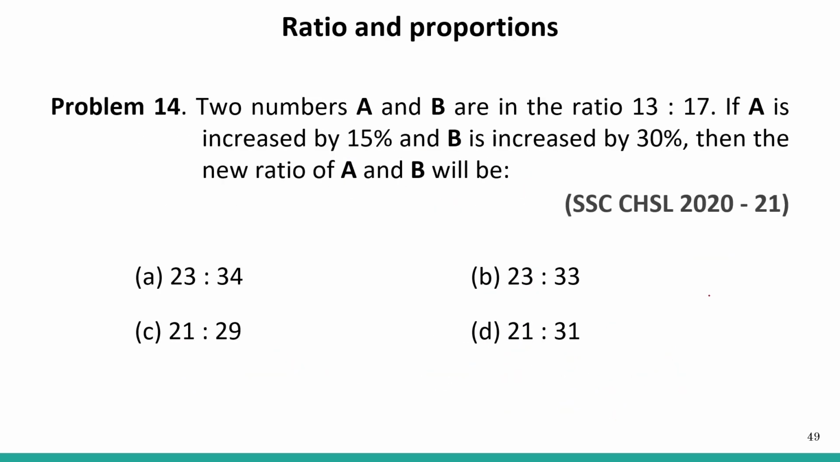Okay. So let's see problem number 14. Two numbers A and B are in the ratio 13:17. If A is increased by 15% and B is increased by 30%, then the new ratio of A and B will be what? 23:34, 23:33, 21:31 or 21:29. So this question has been asked in SSC CGL 2020-21 exam. So let's see which one among these 4 options is correct.